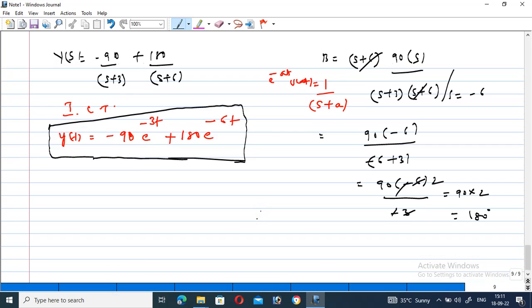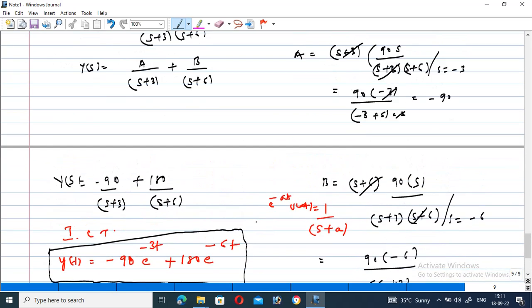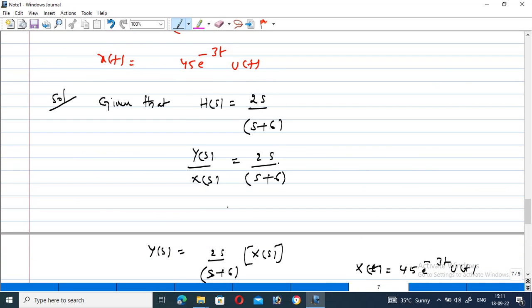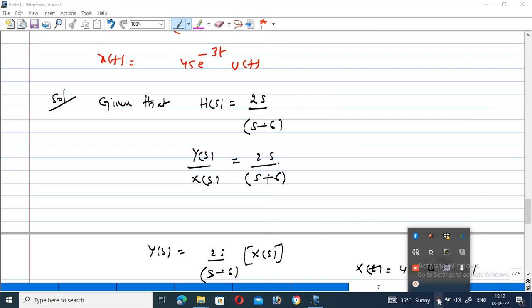In case you want to find out the impulse response for the given h of s, you just have to calculate the inverse Laplace transform of the h of s function. We can get the impulse response, right? So this is the way we are going to calculate with the transfer functions and the Laplace transforms.